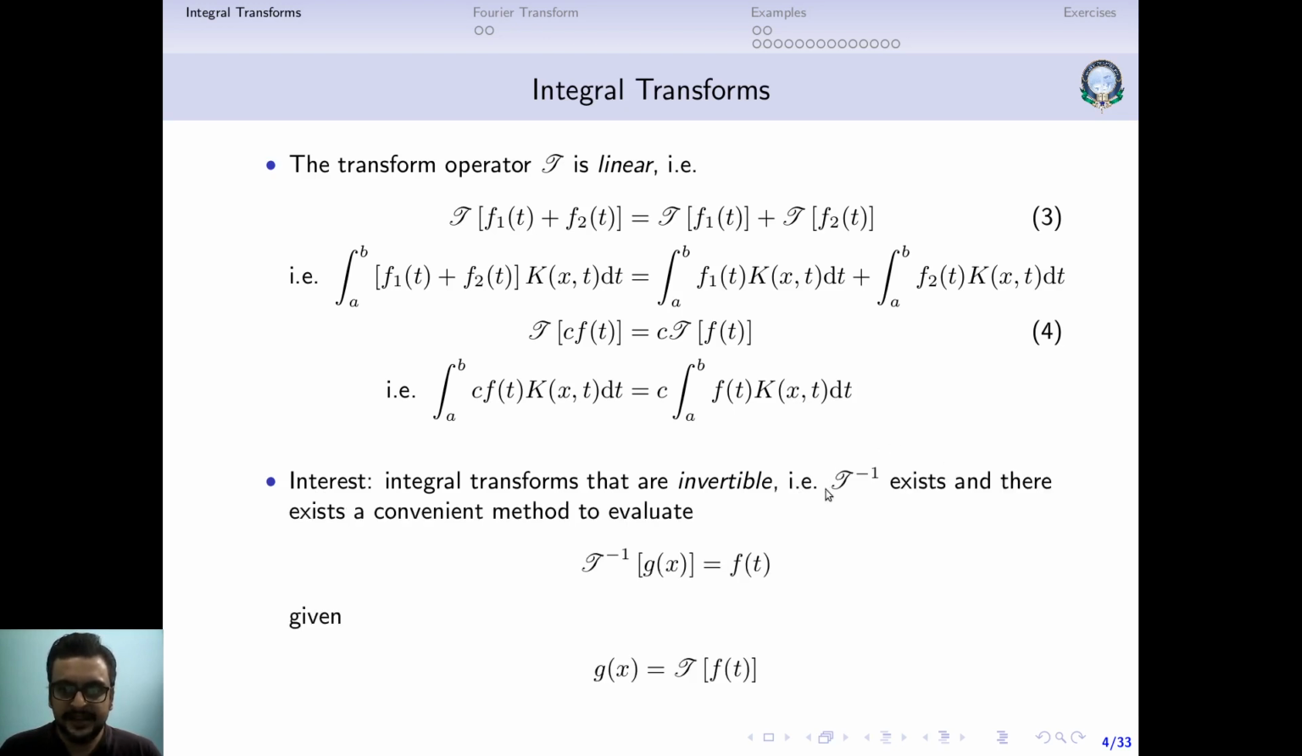What I mean by this is, for this integral transform operator T, there exists an inverse operator, T inverse, such that there is a convenient way by which I can evaluate the reverse of the transformation. So it means, like I said, if I have a function f of t and it undergoes the integral transform, it gives me another function g of x. Then on this g of x, if I apply some transformation, and that transformation gives me that function f of t, that transformation is known as the inverse of this transformation. So we are interested in integral transforms that are invertible. That is, given this operator T, the operator T inverse also exists.